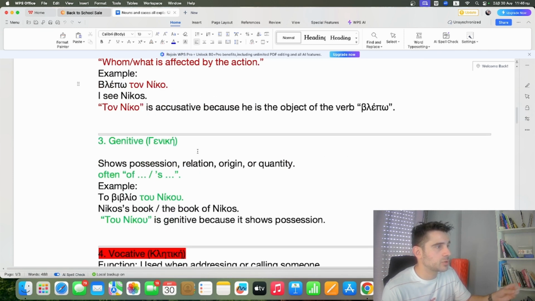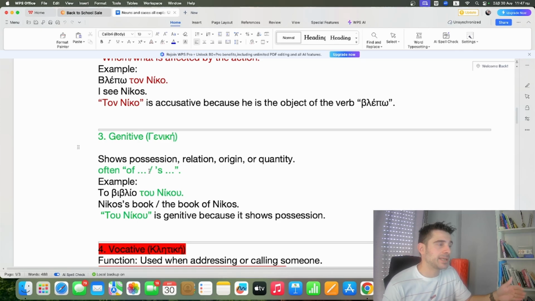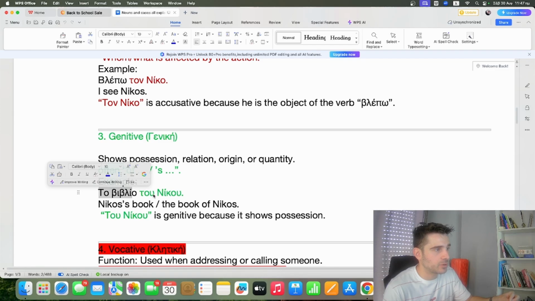Λοιπόν, now let's go to genitive. Genitive is used to show possession, relation κτλ. So genitive most of times is used to show possession. In English will be translated as of. So one example. Το βιβλίο του Νίκου. Nikos book or the book of Nikos. So το βιβλίο, the book of Nikos. That's the genitive for the masculine nouns.